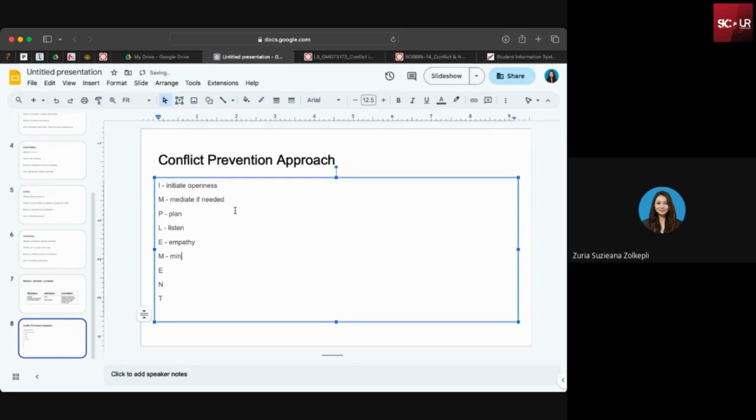M is to minimize. Try to minimize what we call noise and distractions.